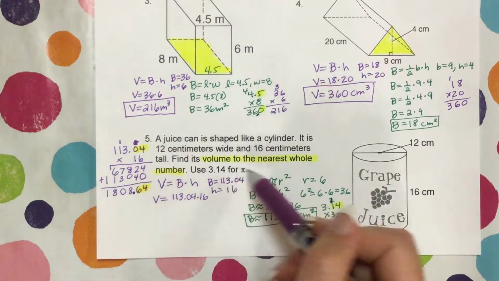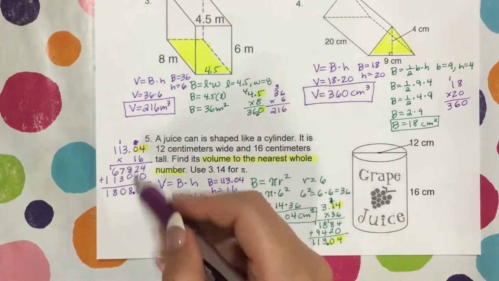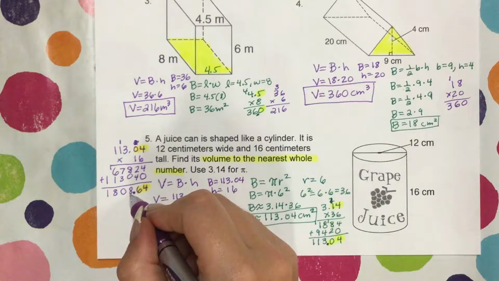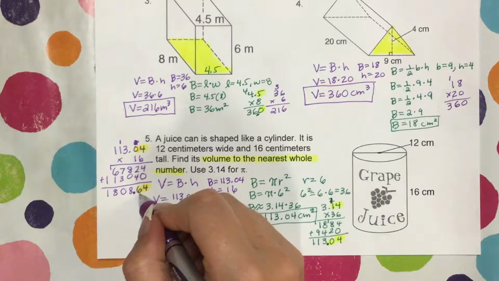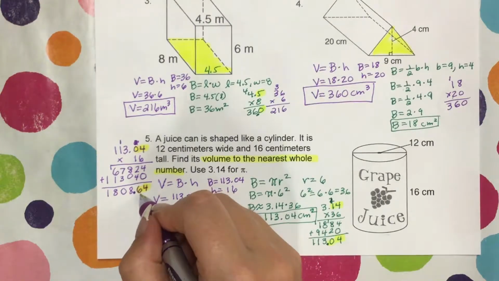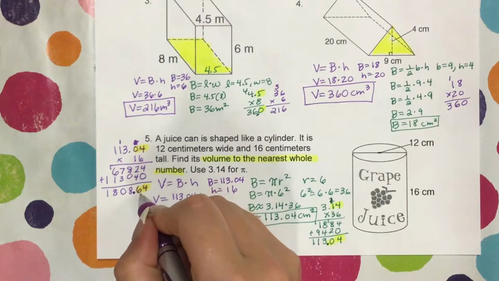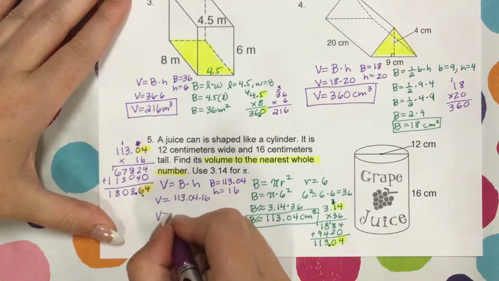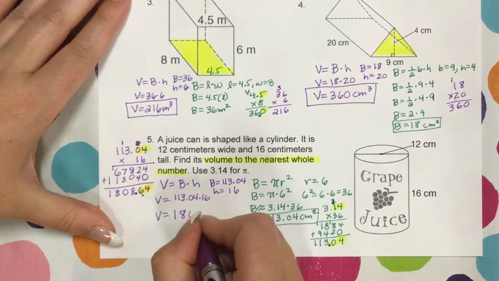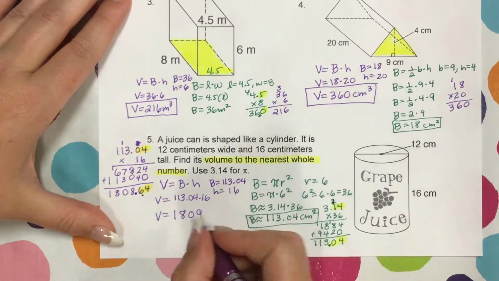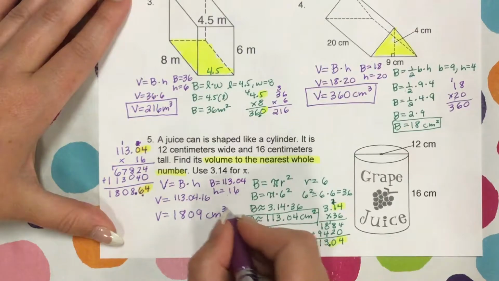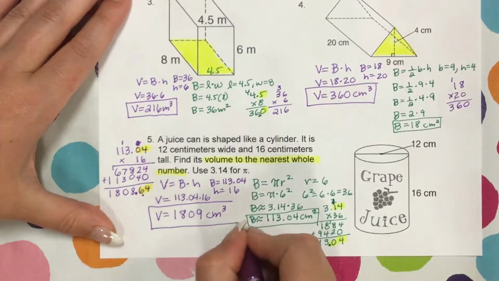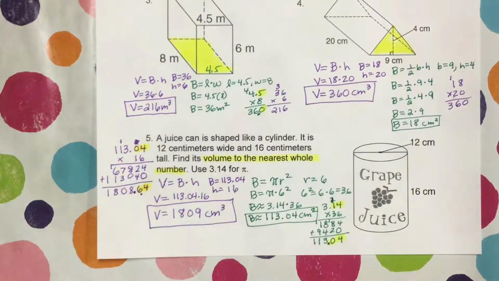So it says, find its volume to the nearest whole number. So this would be the nearest whole number. I look here. This is a 5 or above, so it means it's going to round. This 6 is going to round that 8 up to a 9. So our volume is actually going to end up being 1,809 centimeters cubed. Right there. Perfect. Okay, let's go ahead and turn the page and work on the next couple problems.